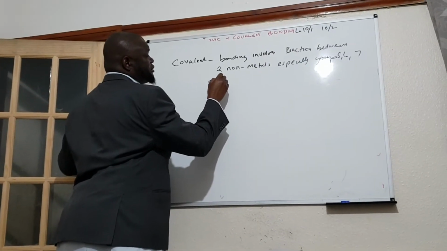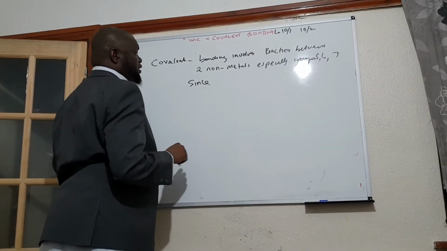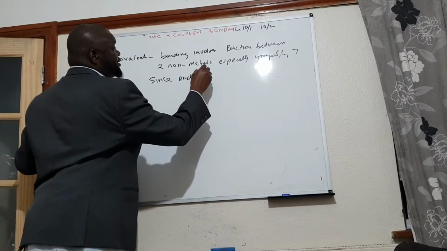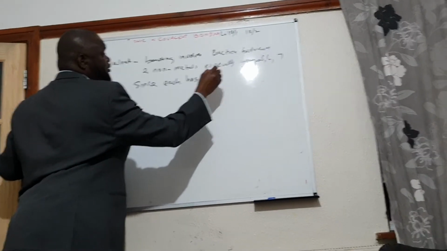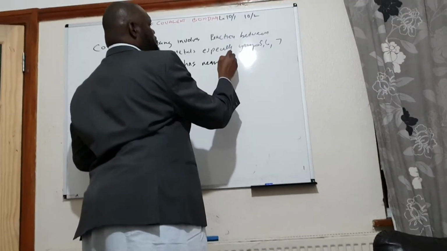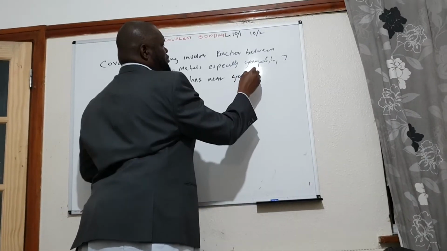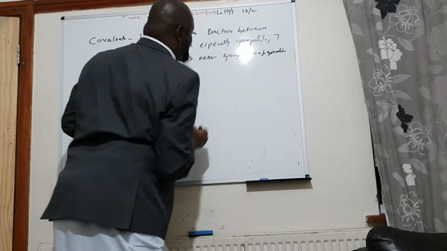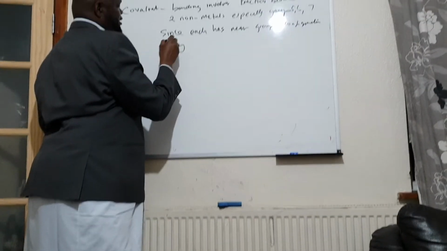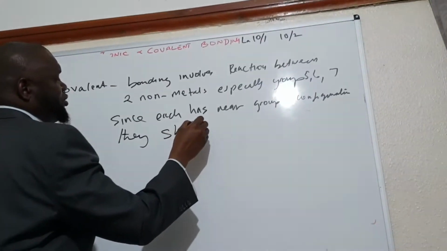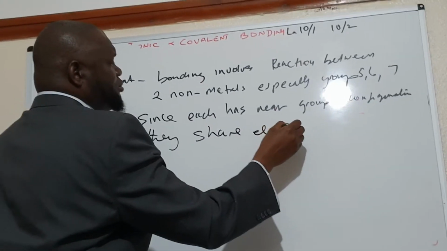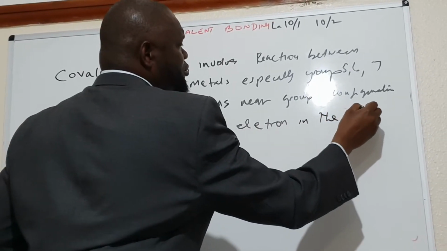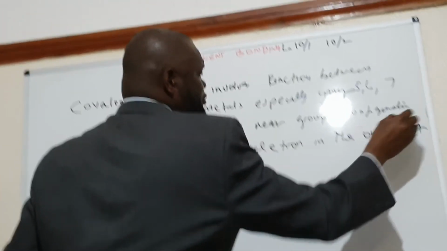Since, you have to write it down, since each atom has a near group 0 configuration, yes? They share electrons, okay? They share electrons in the outermost shell.